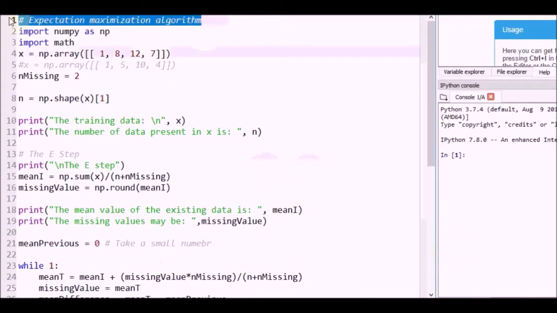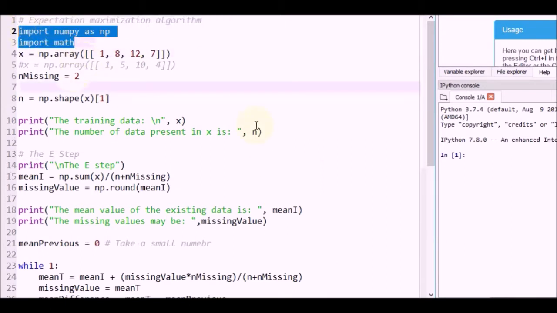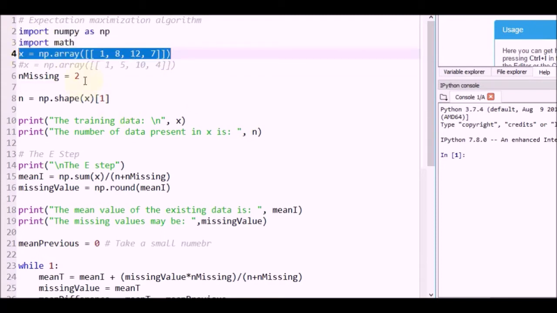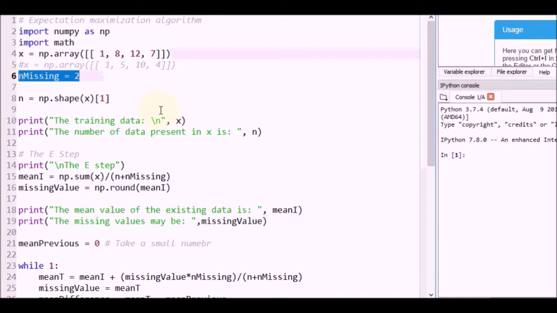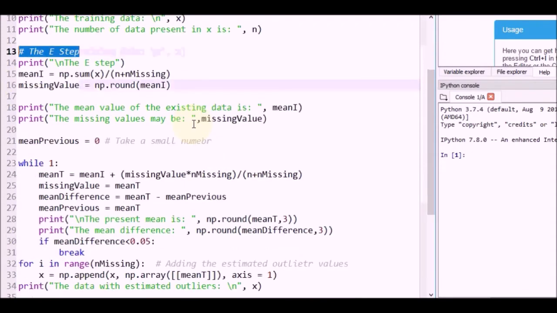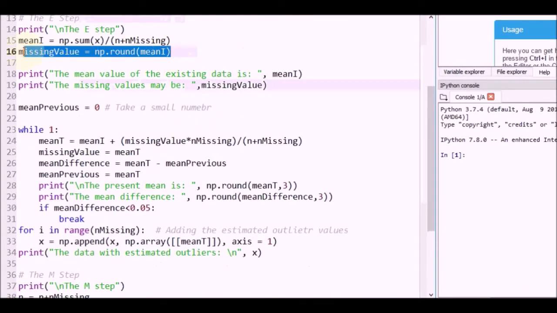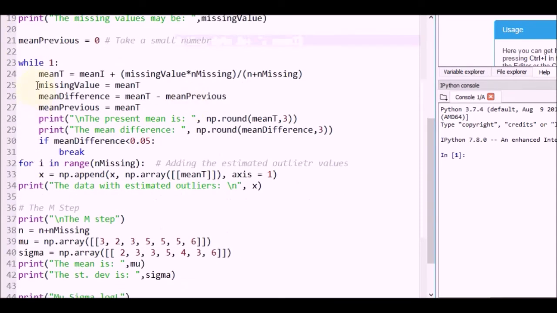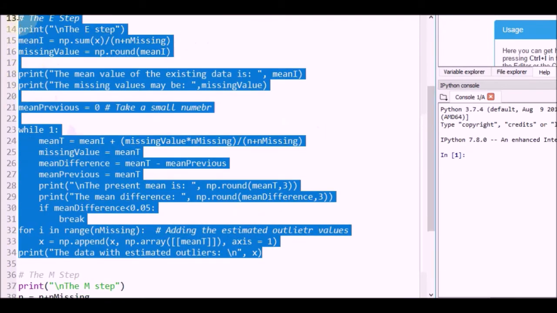Okay, this is the Python implementation of the expectation maximization algorithm, where we import two packages, NumPy and Math. Four data values are there, 1, 8, 12, 7, with 2 missing values. Now this is the E step, where we identify the initial missing values, and these are the lines for the E step.